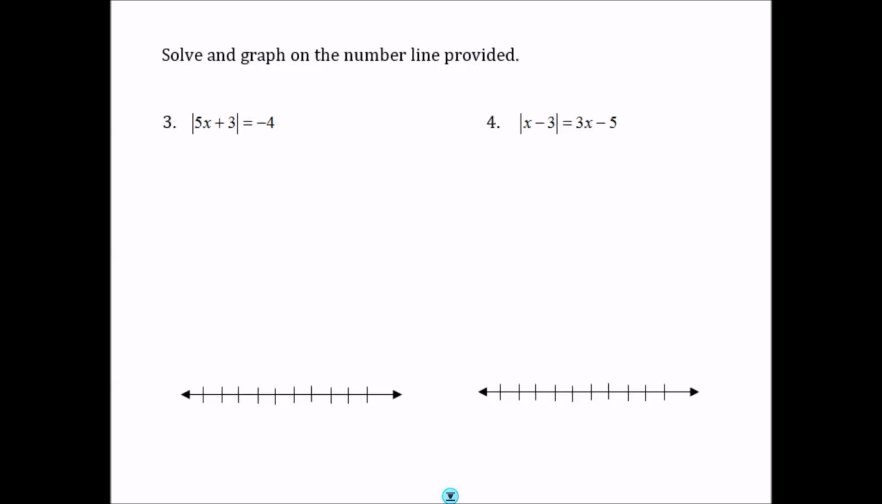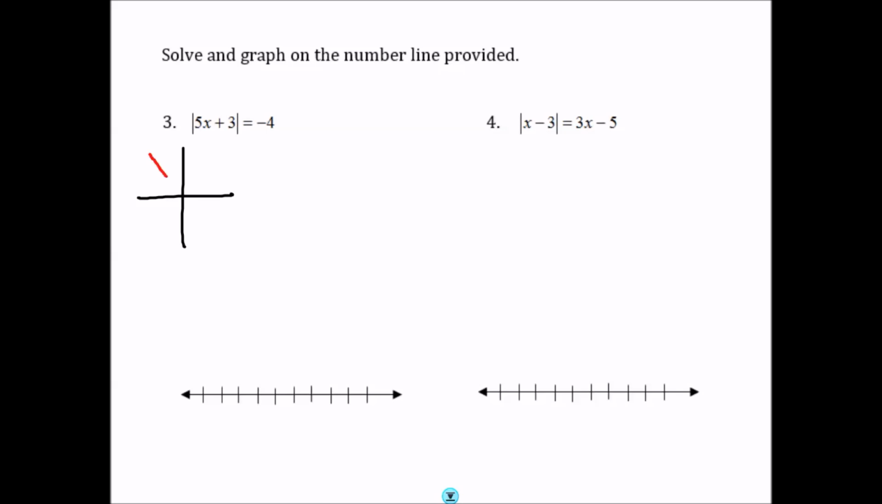So for the first example, let's think about absolute values for a second. If you take the absolute value of 4, what do you get? 4. If you take the absolute value of -4, what do you get? 4. Is there any way you can take the absolute value of something and get a negative answer? No. If you're not convinced of this, think about the graph of an absolute value function.